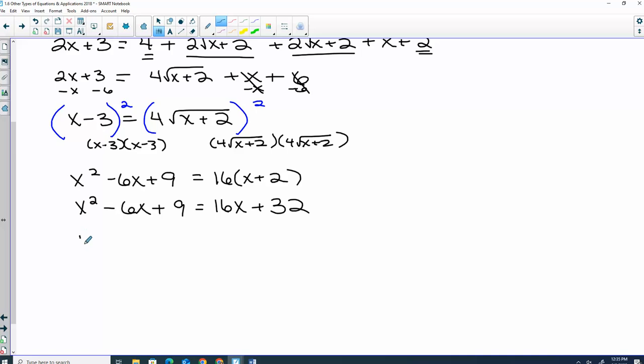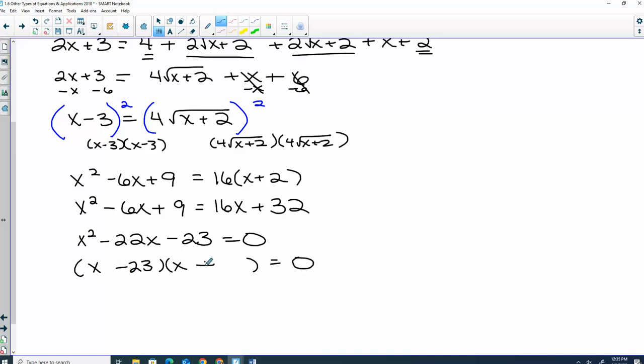Move everything to the left. So we get x squared minus 22x minus 23. What multiplies to negative 23 and adds to negative 22? If we set those equal to 0, we get 23 and negative 1.